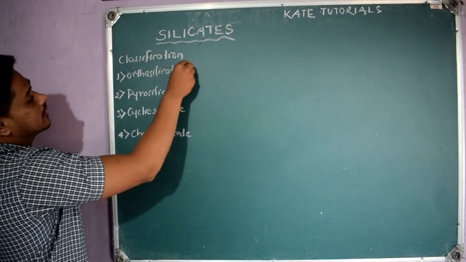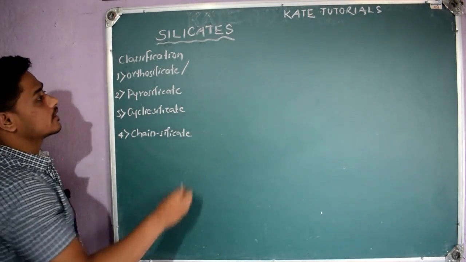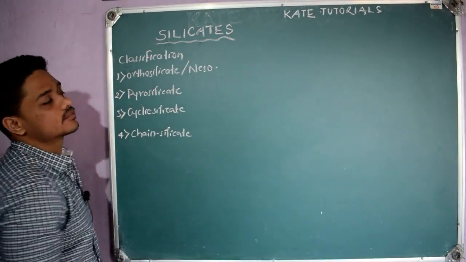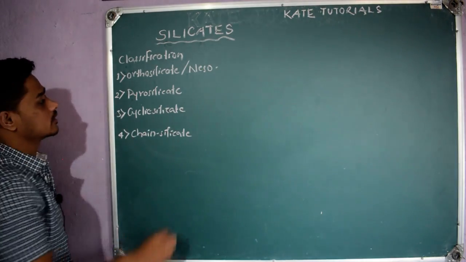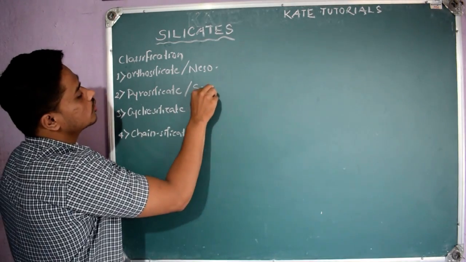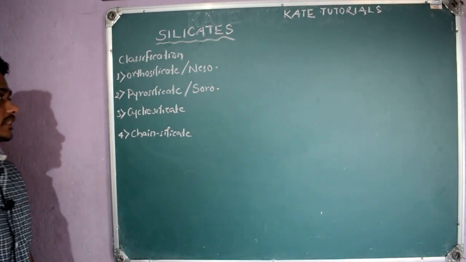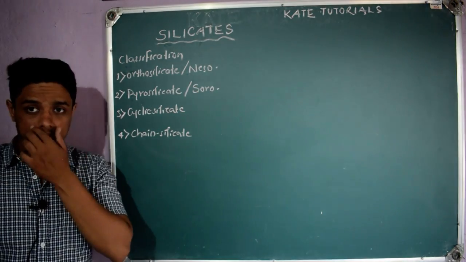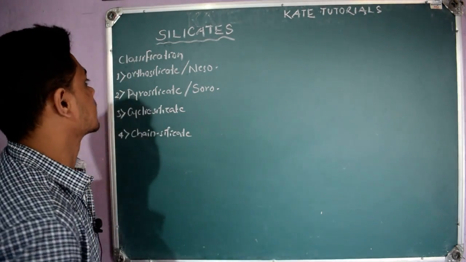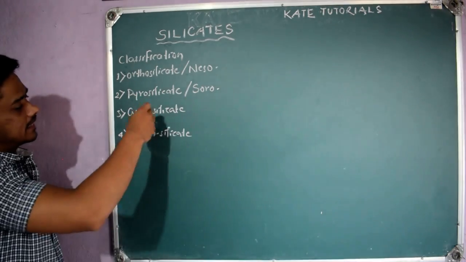So this orthosilicate is also called by another name, that is nesosilicate. Just write nesosilicate. And this pyrosilicate is also called by the name sorosilicate, right? So these are the other names, you should know that. And the examples I will tell you later. So once again let us see one by one.